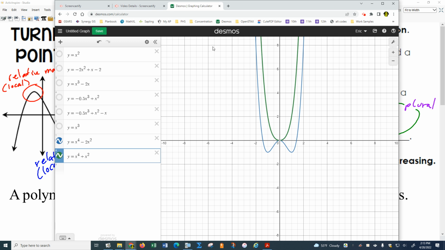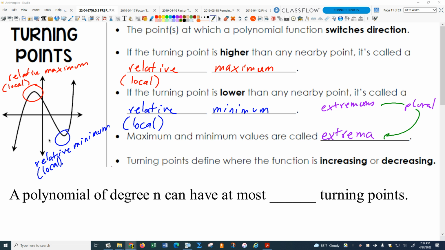Okay, so what's the relationship then? Yeah, n minus 1. Does that make sense? So if it's an nth degree polynomial, the biggest power of x is n, then the very largest number of turning points that it can have is n minus 1. Okay, it doesn't have to have that, but it could.